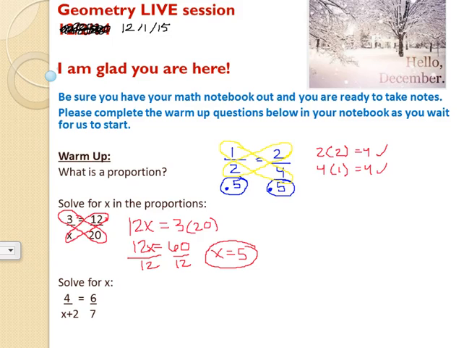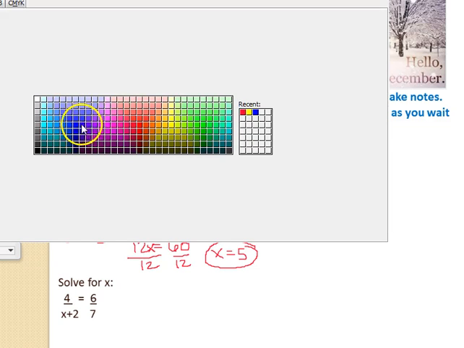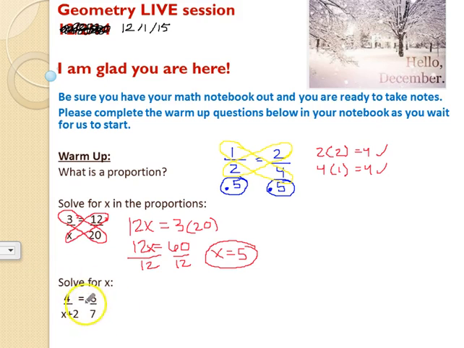And then the second problem, we're going to do the same thing here. We're going to cross multiply to solve. So we're going to take 4 times 7, and we're going to set that equal to 6 times (x plus 2). So here we don't just have a single variable. We've got x plus 2 representing the unknown.